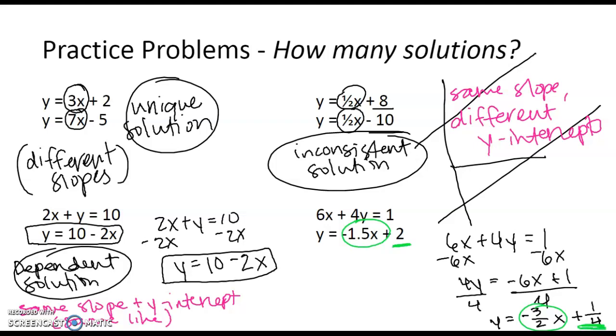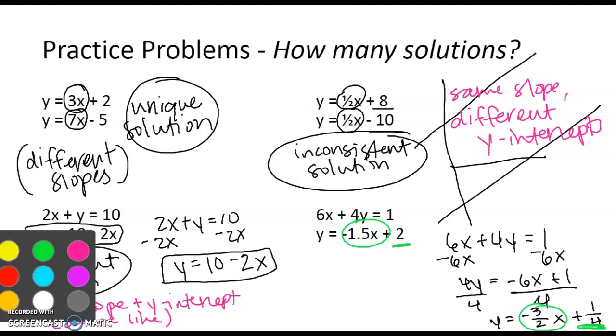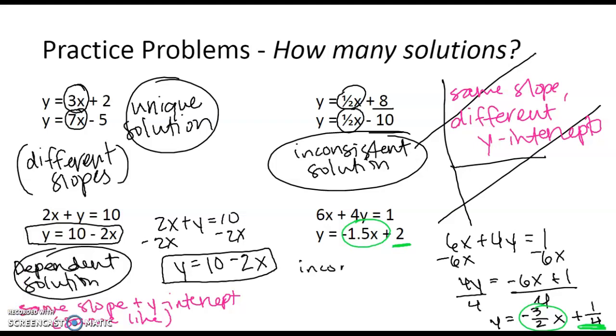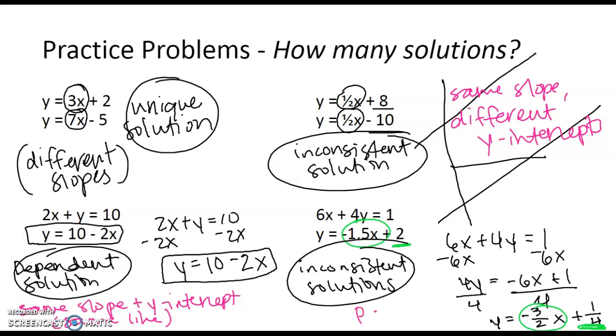So same slope, different y-intercepts, that tells me my lines are going to be parallel, which means that I'm going to have an inconsistent solution, or no solutions at all, because these are parallel lines.